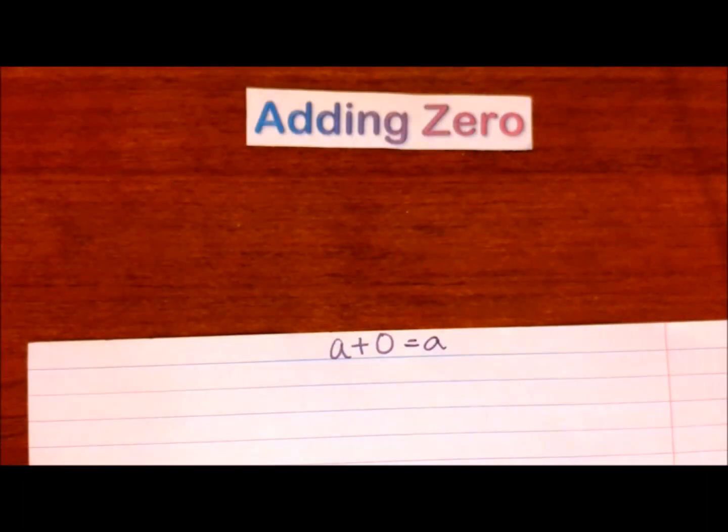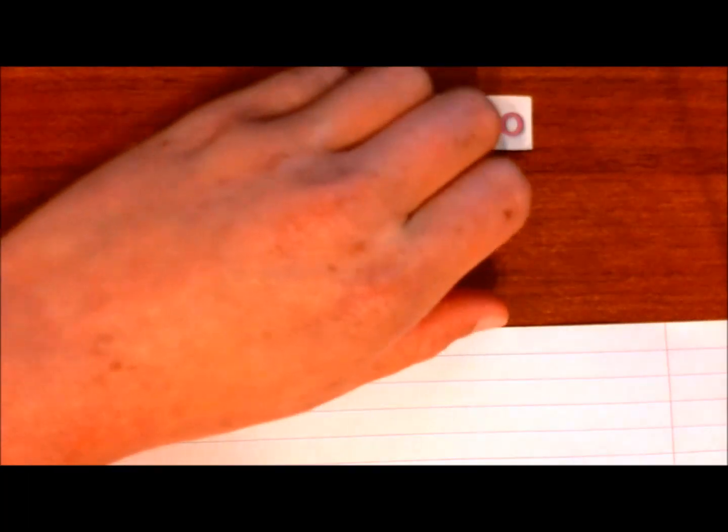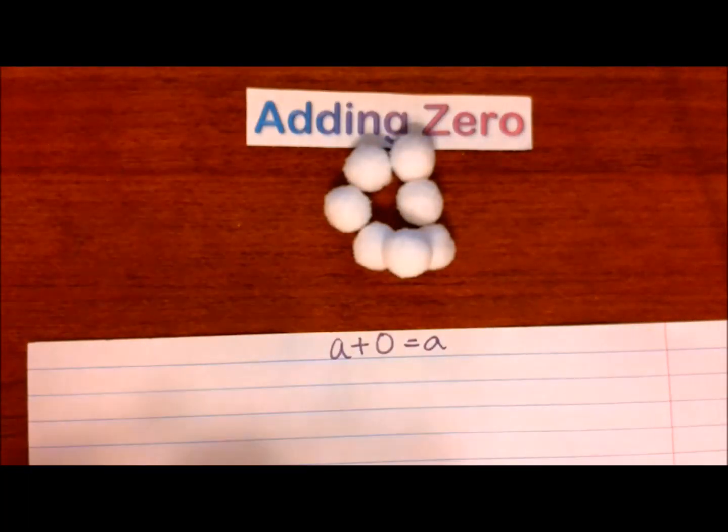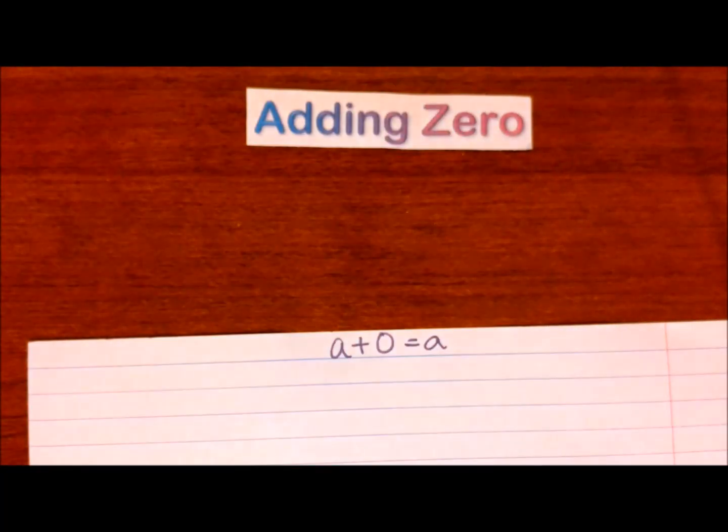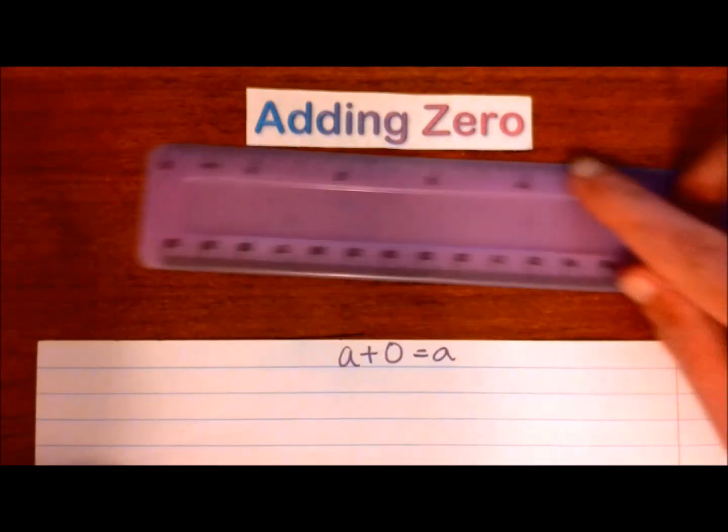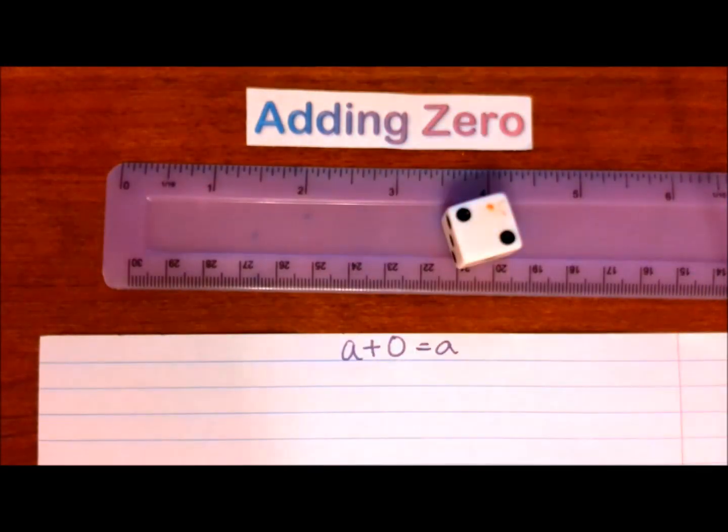You can also visualize this by using pom-poms. Suppose that I have A pom-poms, and then suddenly I add 0 more. I have not added anything. I still have the amount of pom-poms I started with. Or you can imagine this with a roller. Suppose that I'm at position A. If I neither move forward nor backward, I'm still at the same position I started at, which is A.